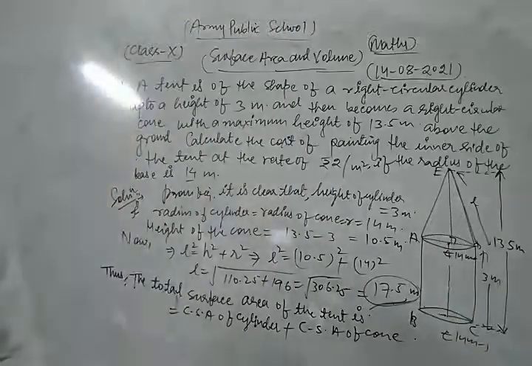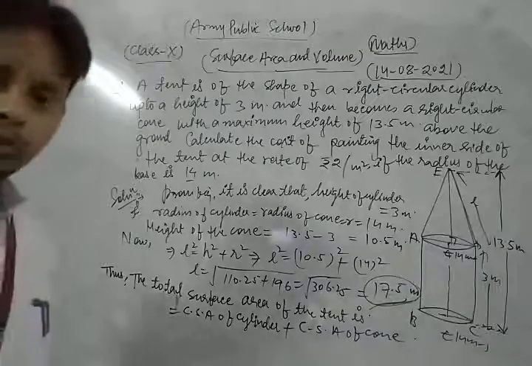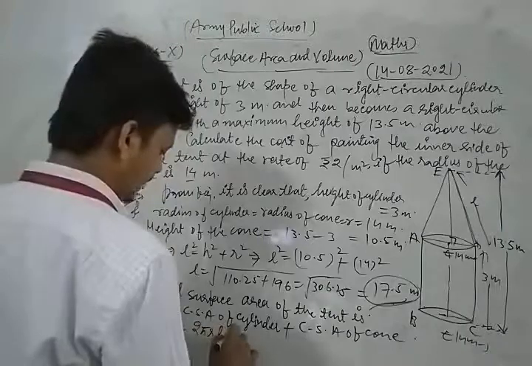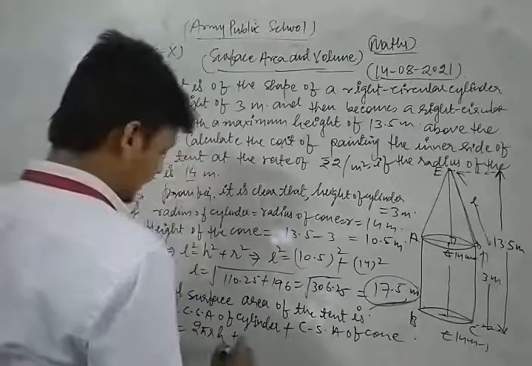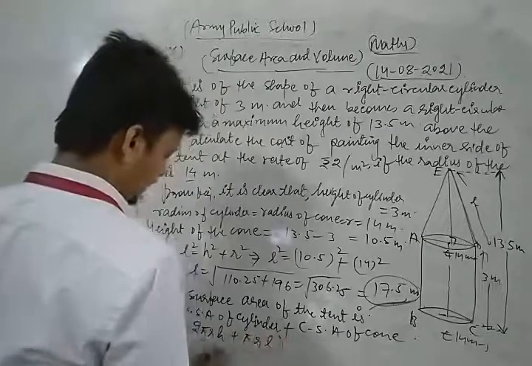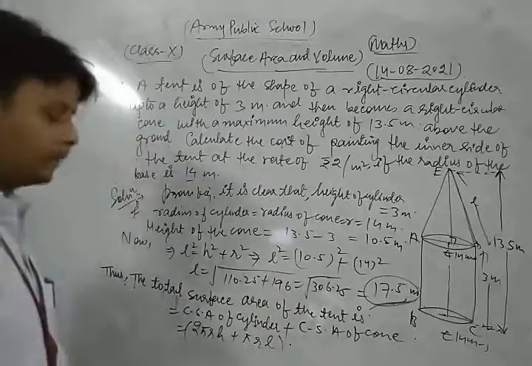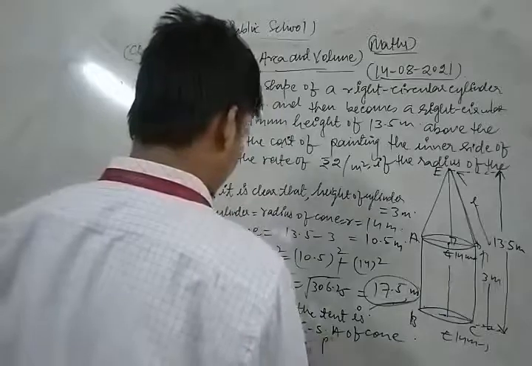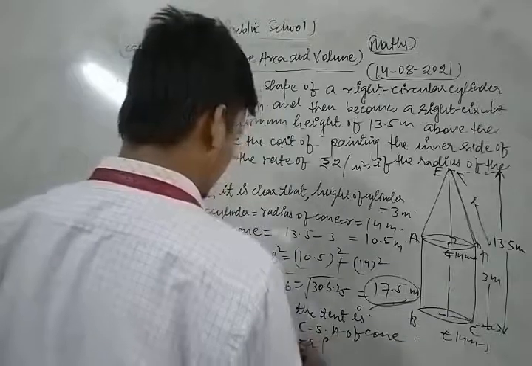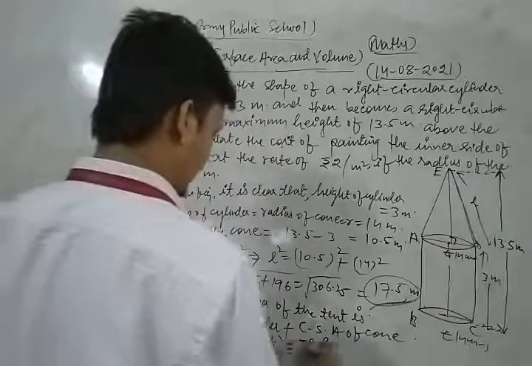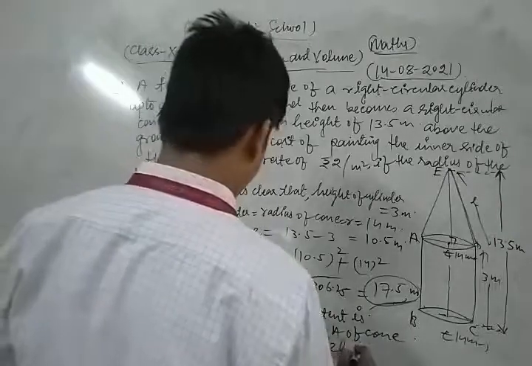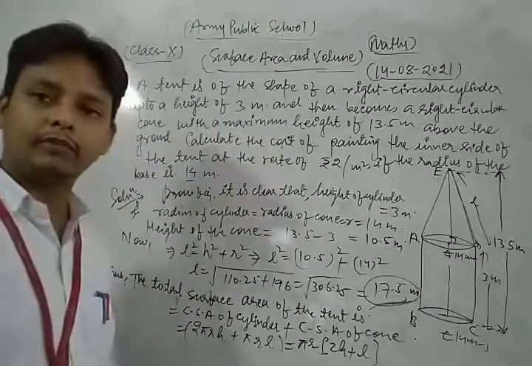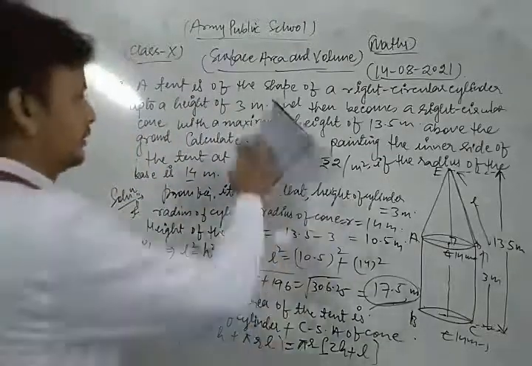Now you know that the curved surface area of the cylinder is 2πrh, and plus the curved surface area of the cone is πrl. Now r is the same for both figures, so πr is taken as common, so we get πr(2h + l). Now we put all the values in that formula and simplify them.